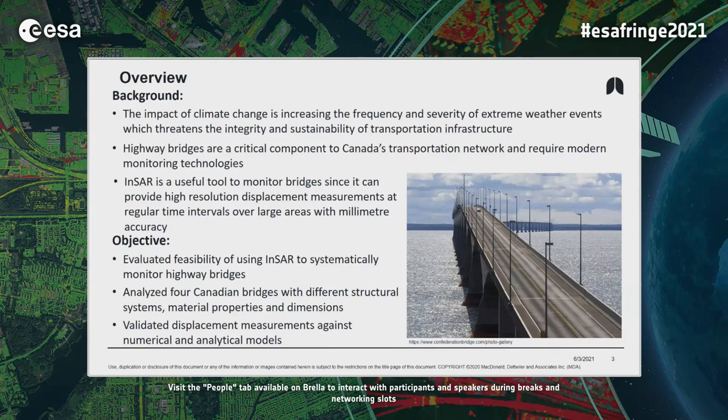Typically, bridges are inspected and ground survey leveling is carried out at discrete points in time, but sometimes reconciling all that information can be challenging to bridge engineers. So here is where InSAR is a useful tool to monitor bridges, since it provides high resolution displacement measurements at regular time intervals over large areas with millimeter accuracy. The objective of this work was to evaluate the feasibility of using InSAR to systematically monitor bridges. In this work, we analyzed four Canadian bridges and we validated our observations using numerical and analytical models.